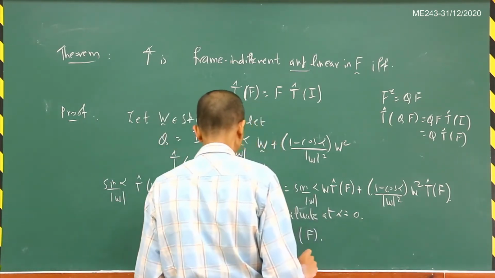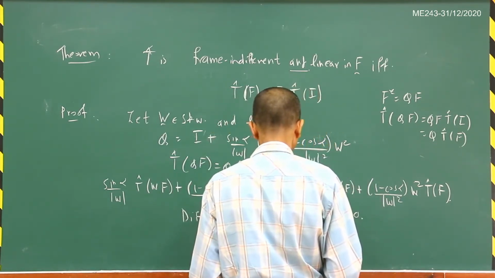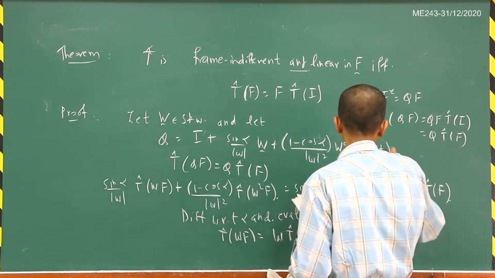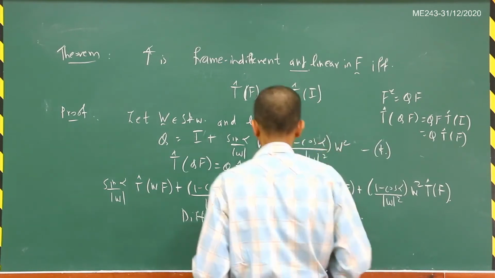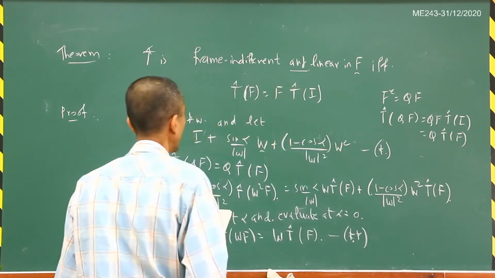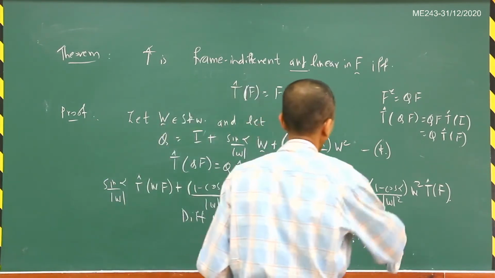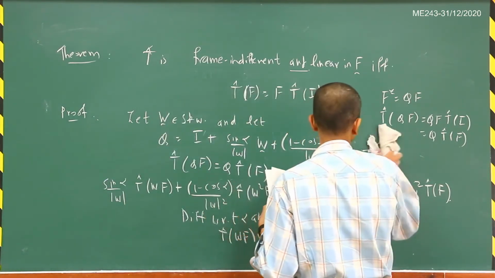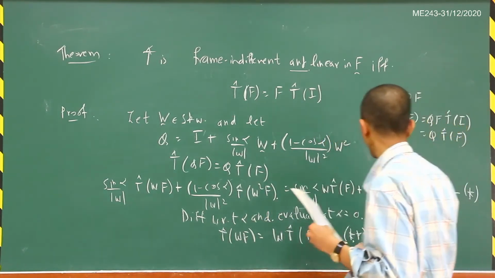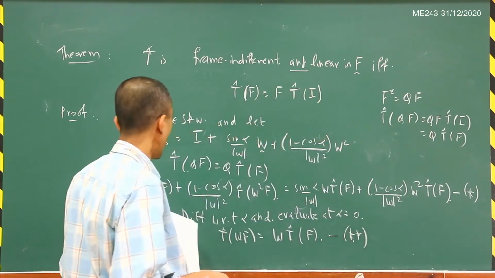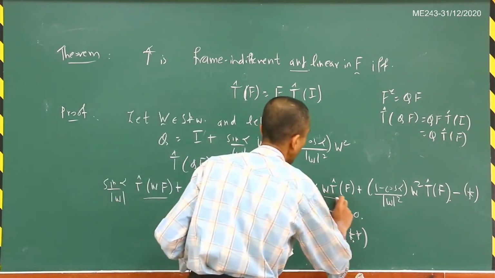Let us call this star, and let us call this other relation double star. So now you can see that T hat of WF is equal to W times T hat of F.